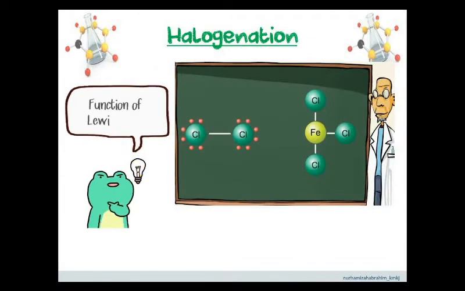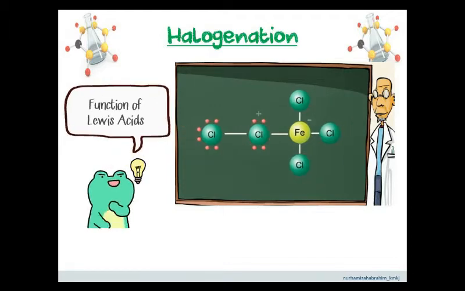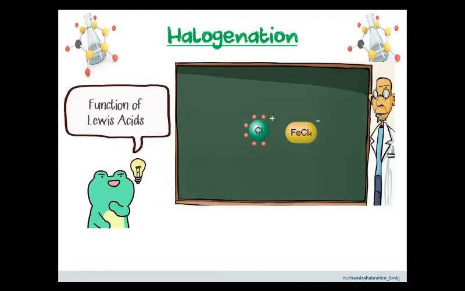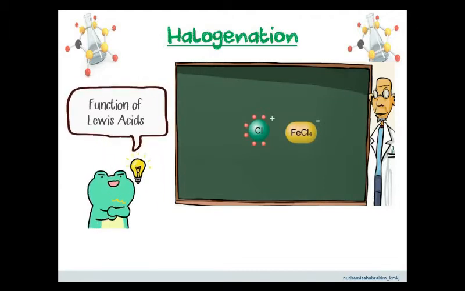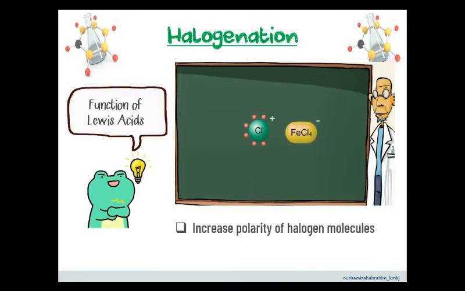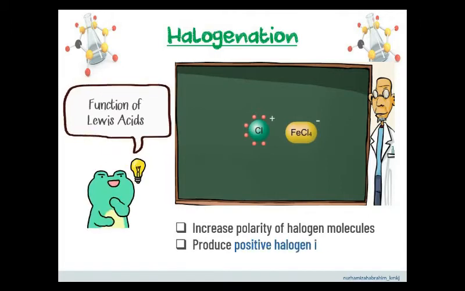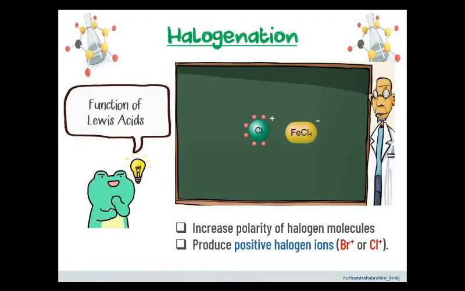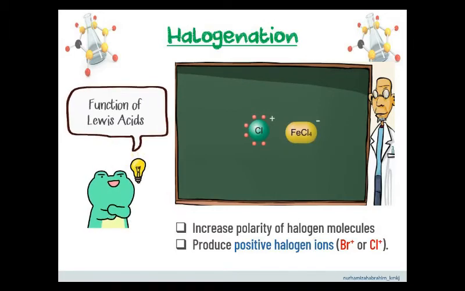The first step of the reaction involves interaction between chlorine and the catalyst. The chlorine atom is the donor of an electron pair. A complex is formed, with a positive charge on the chlorine atom and a negative charge on the metal atom. So what is the function of the Lewis acid? The Lewis acid is needed to increase the polarity of halogen molecules. It is also needed to produce the electrophile, a positive halogen ion, such as Br+ or Cl+. You will learn more about this formation during the mechanism of this reaction.